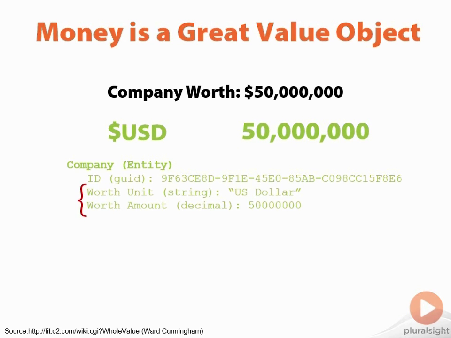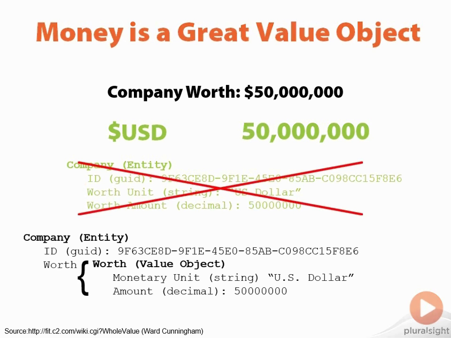The problem with this approach is that it doesn't tie these things together in any way. Nobody should be able to set the unit without also setting the amount. They should change together. More importantly, nobody can just randomly change the units. 50 million rupees is a totally different value than $50 million. The value is represented by the object as a whole. It's immutable. If the company's worth changes, then we can just set the worth property to a brand new worth value object.